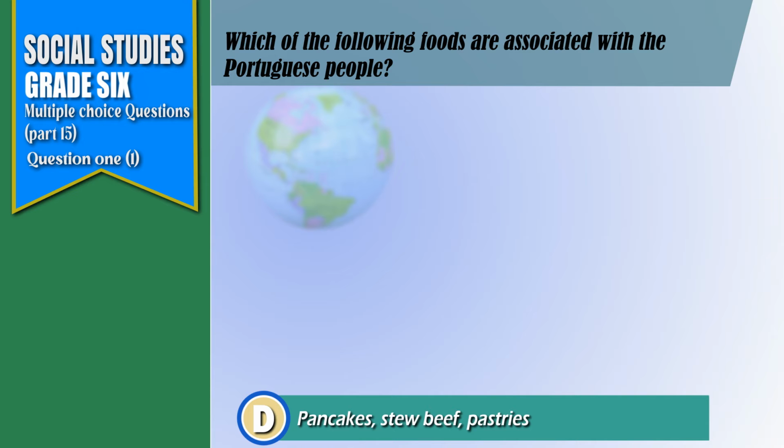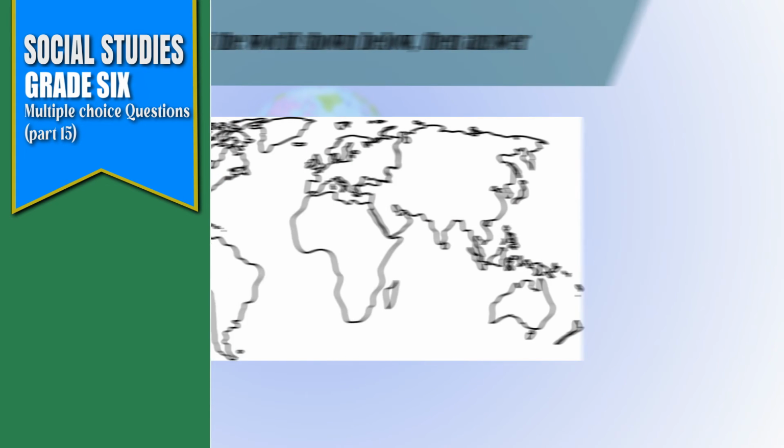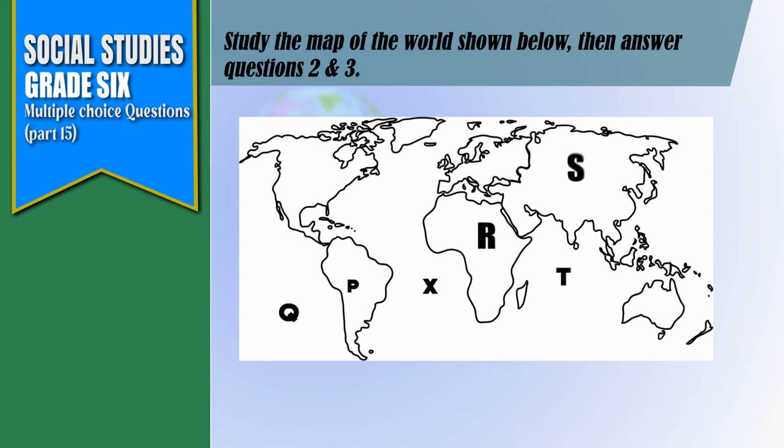Of course, all the other foods that are presented in the other answers are foods that were introduced by other ethnic groups. They are mixed, so we do not have foods that represent one particular ethnic group in the other options. Question 2. For questions 2 and 3, you had to study the map of the world.